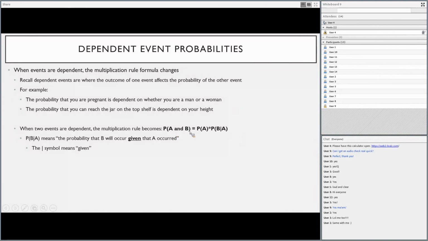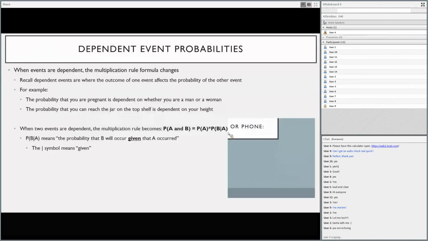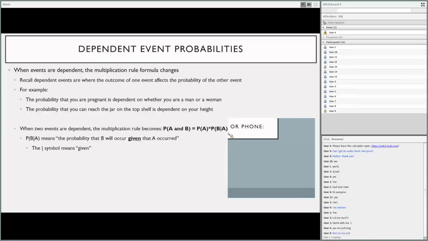Okay, so like we said, that formula from last week is going to change slightly when the two events are dependent. So this is the new probability. What we read this as is the probability of A and B, meaning those two events occurring at the same time, is equal to the probability of A times the probability of B given A. So this notation right here, the B with the little line after it and then the A, means the probability that B occurred given that A occurred.